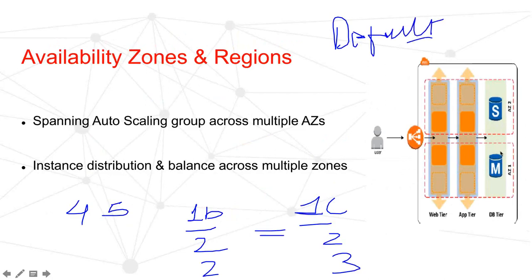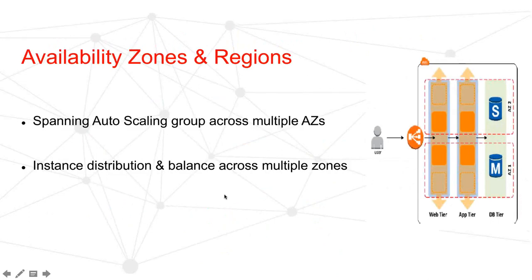Like we have a default behavior for the load balancer, it always tries to ensure that all the instances get an equal amount of traffic. Likewise, auto scaling ensures that all the availability zones have an equal number of instances.